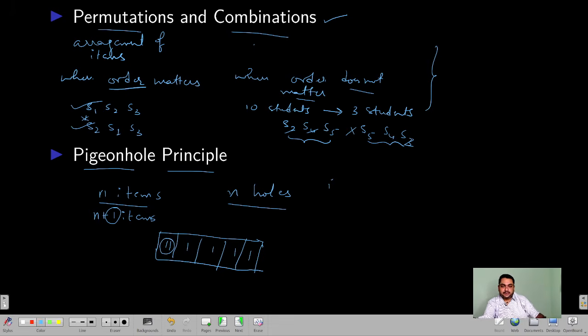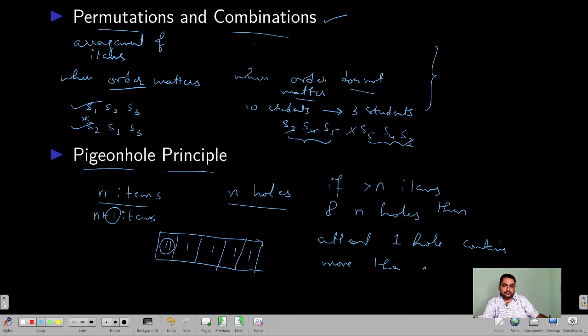What it says is, if I have greater than n items and n holes, then that means at least one hole contains more than one item. That is the concept of the pigeonhole principle.